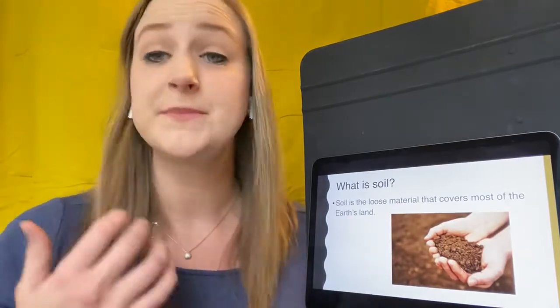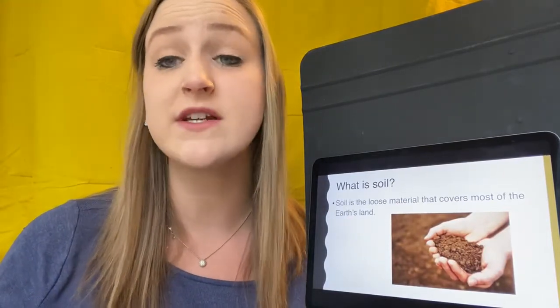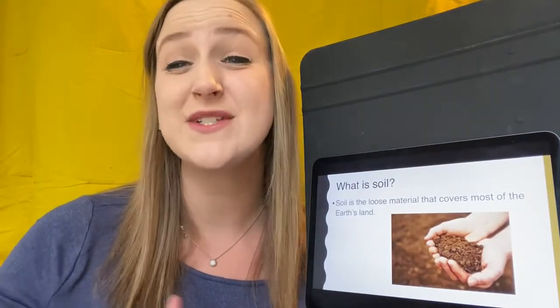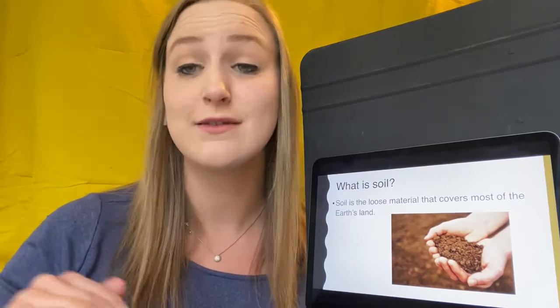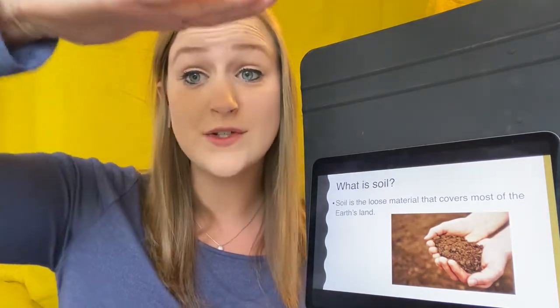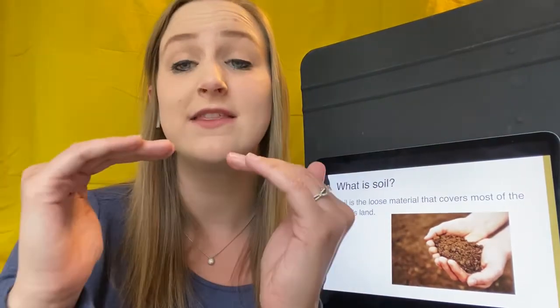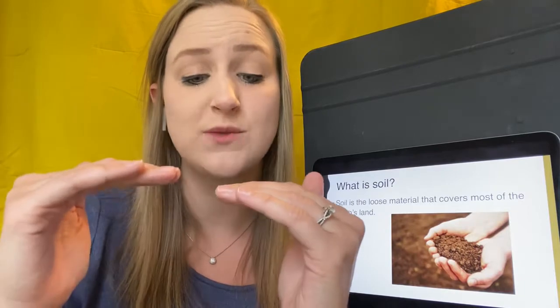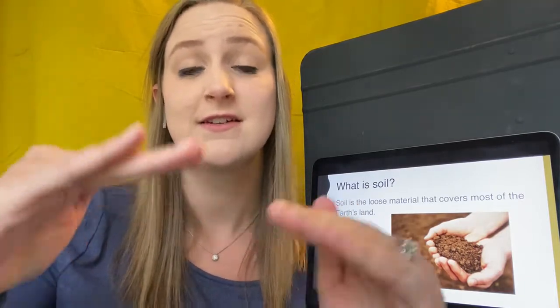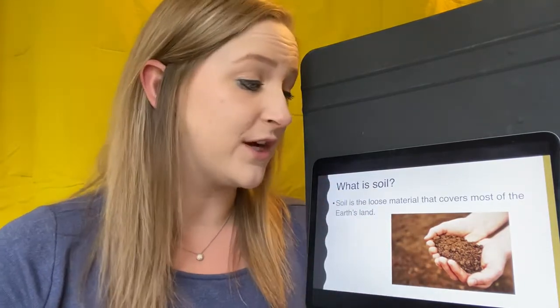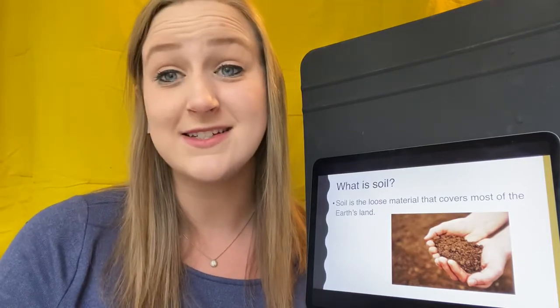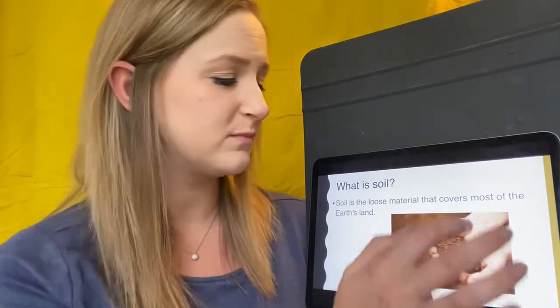And the only logical way to start talking about soil is to answer the question, what is soil? Soil is the loose material that covers most of the Earth's land. Whenever you see plants, usually underneath there's soil. If you see a house, underneath the foundation of the house, you've got soil. Soil is the Earth's ground. It is what is underneath the plants, the different layers underneath there. And a lot of plants need soil to grow.